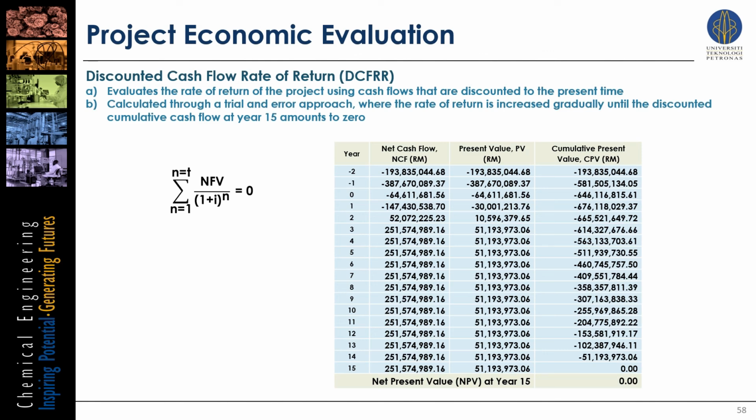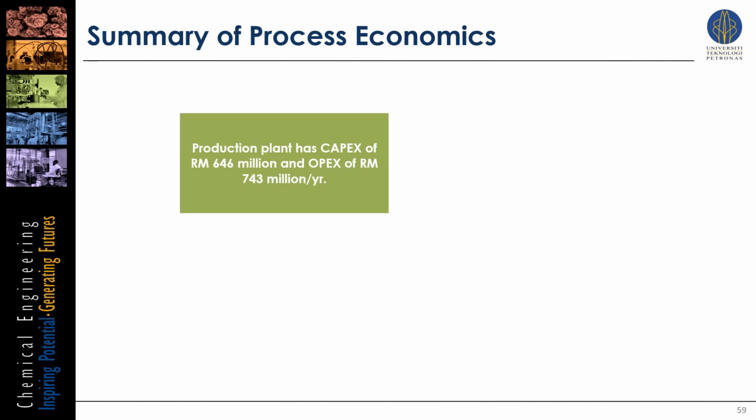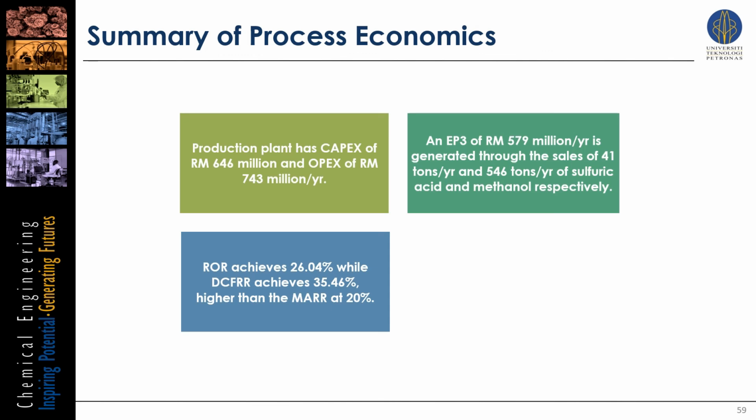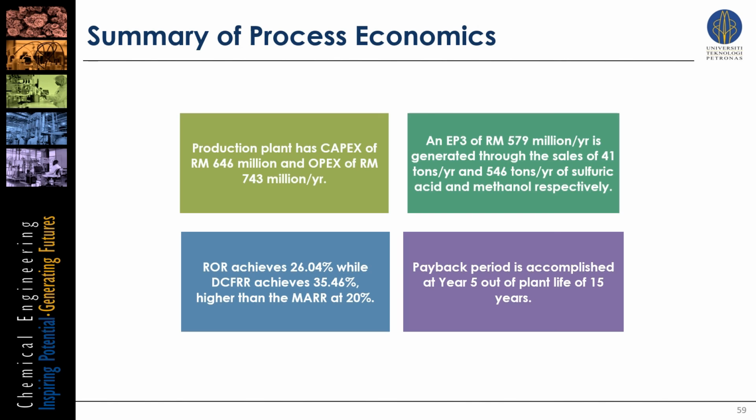DCFRR is calculated through a trial and error approach until the discounted cumulative cash flow at year 15 amounts to 0. The DCFRR obtained is 35%, which is greater than the MARR of 20%. Hence, this project is feasible even after accounting for the depreciation effect. Based on the calculations performed, this plant has a CAPEX of 646 million ringgit as well as an OPEX of 743 million ringgit per year. With an EP3 of 579 million ringgit per year, both ROR and DCFRR of the plant are well above the MARR of 20% with a payback period of 5 years out of a total of 15 years.